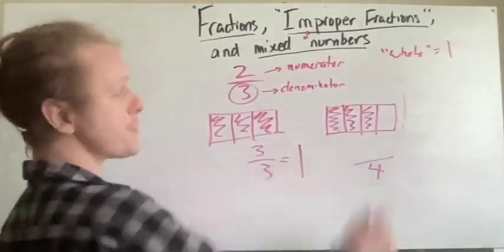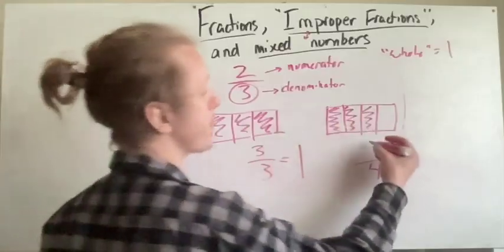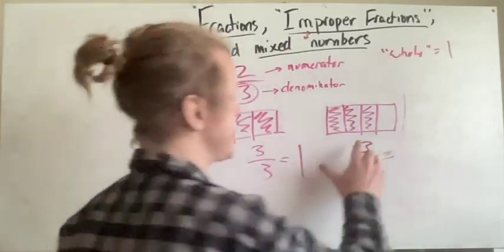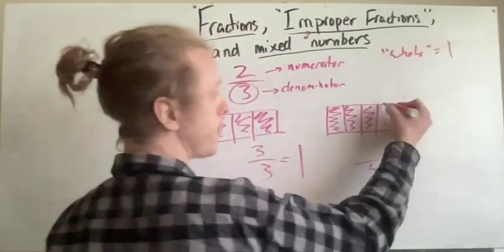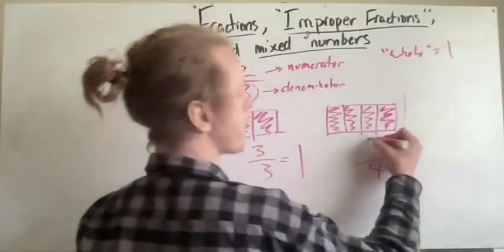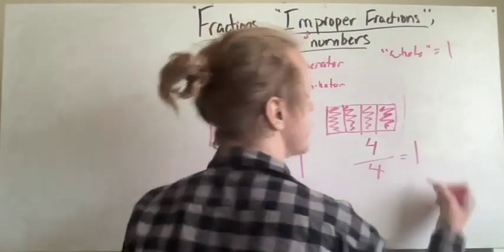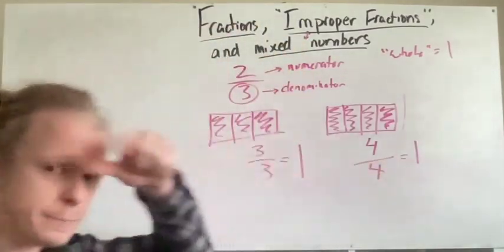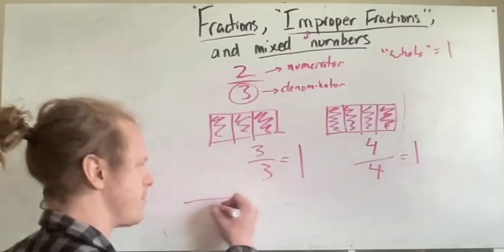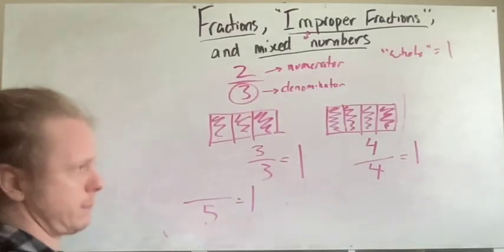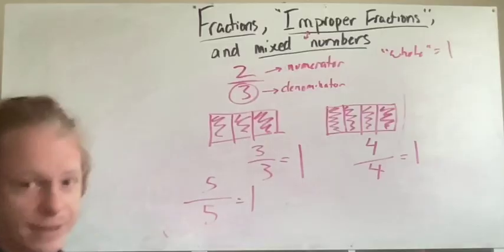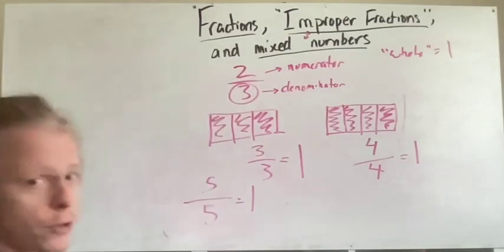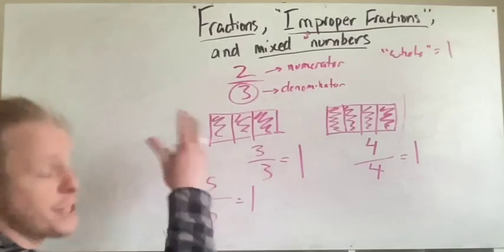Okay? What about now? Now, how many fourths do I have? I have 1, 2, 3 fourths. Okay? And how many fourths would I need to have a whole chocolate bar? I would need all 4 fourths. Okay, so 4 fourths is equal to 1. 3/3 is equal to 1. 4 fourths is equal to 1. How many fifths do you think would be equal to 1? 5 fifths.